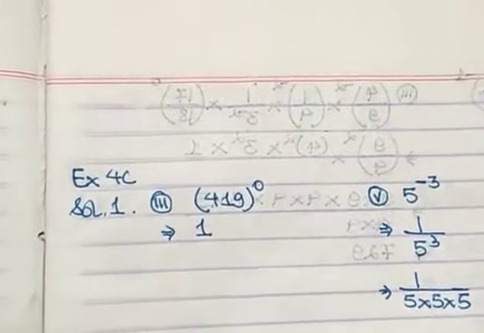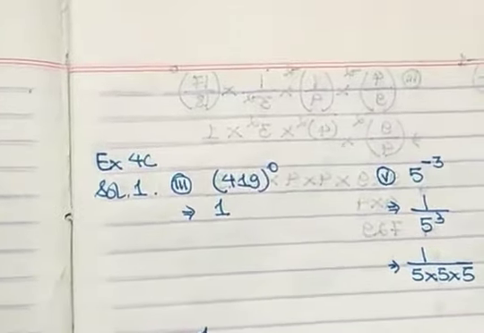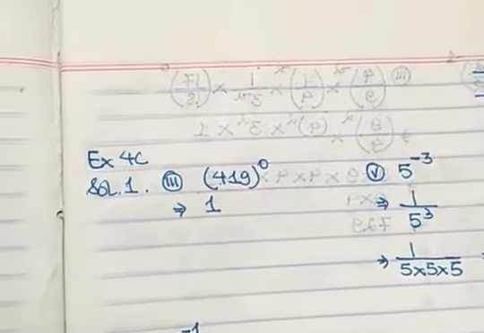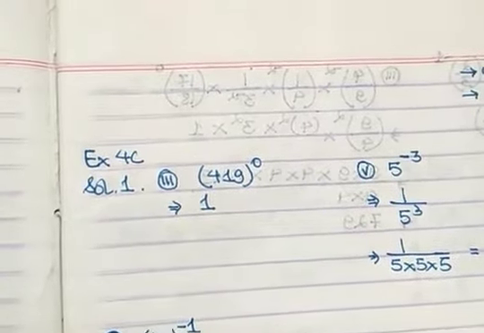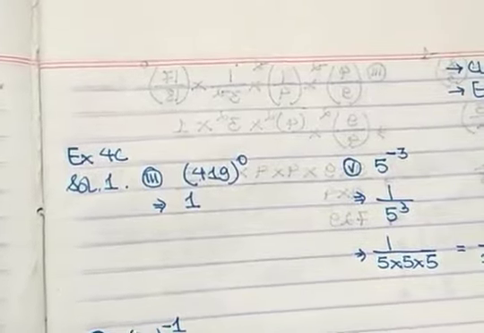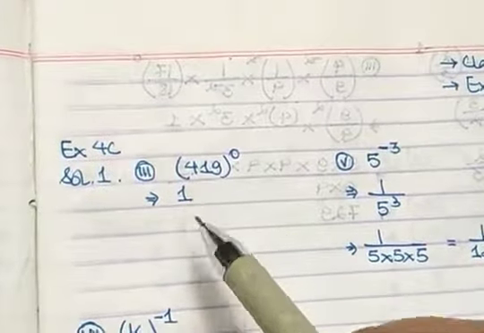So we have here exercise 14C. The first question we have here is question number 1, 9 to the power 0. So what do we know? Anything to the power 0 is 1. So therefore I have directly written here 1.